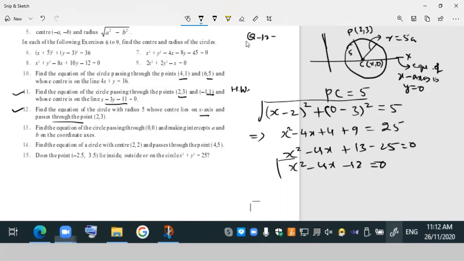So here we are using the distance formula, that will become easier to solve. So you have to check which one is easier, and you can apply that one.